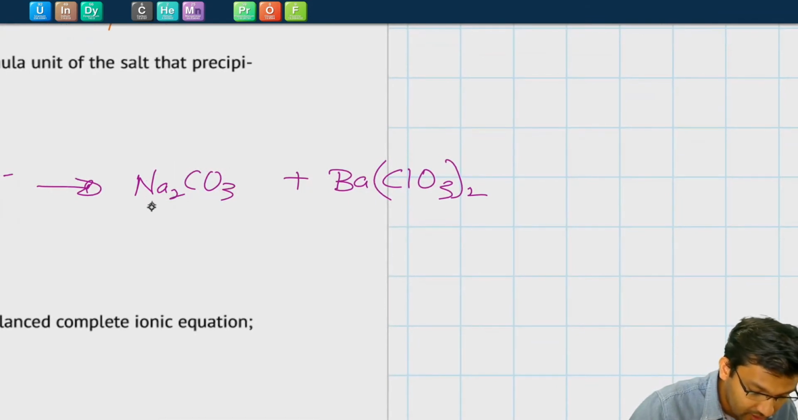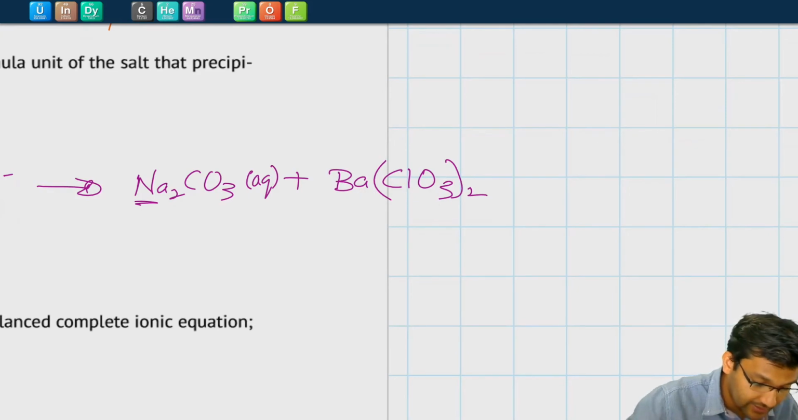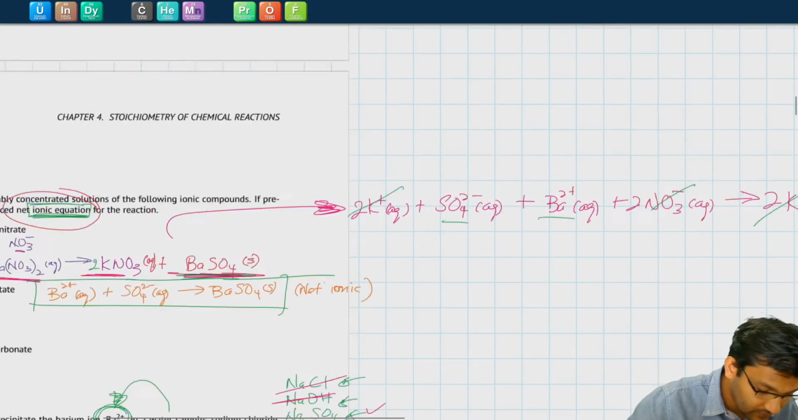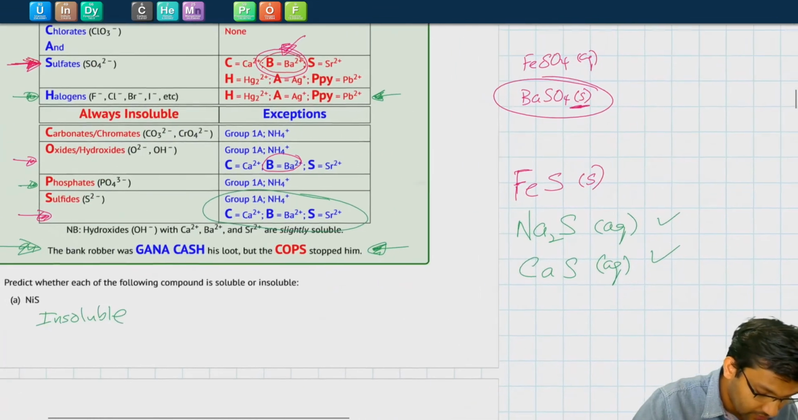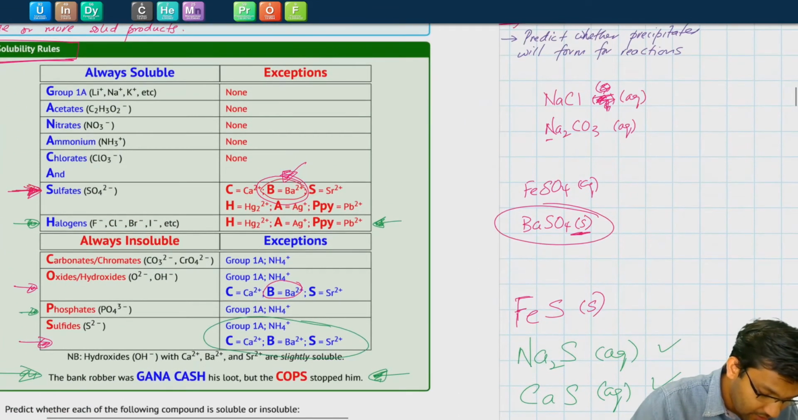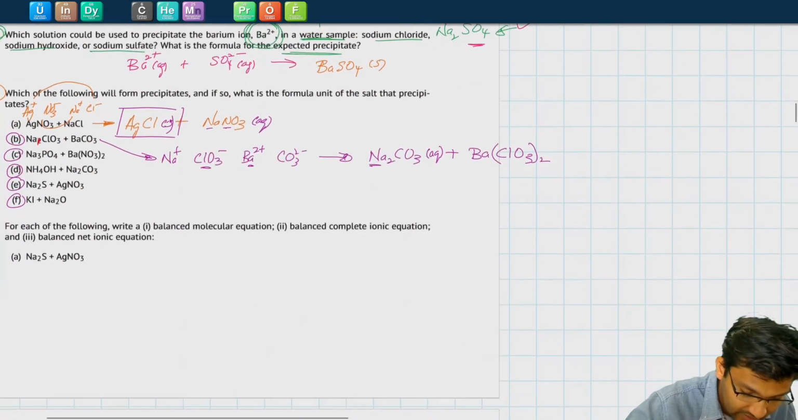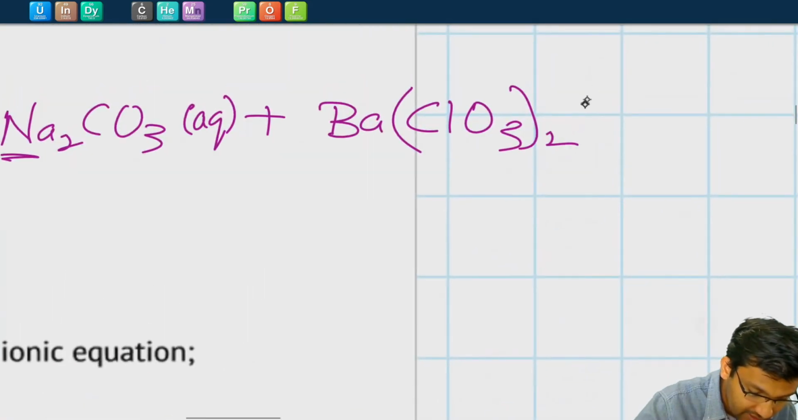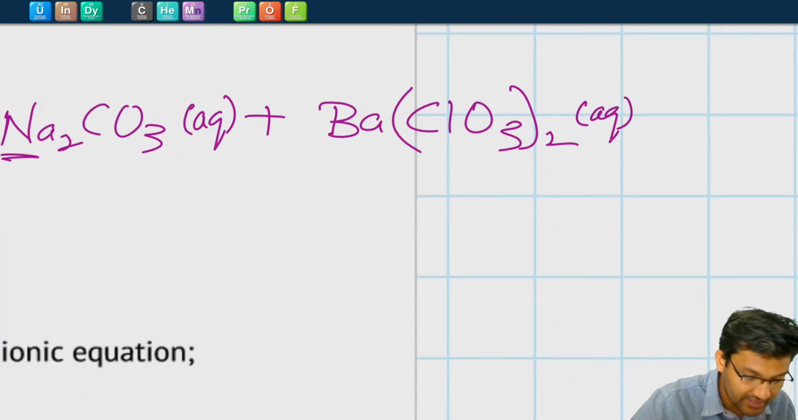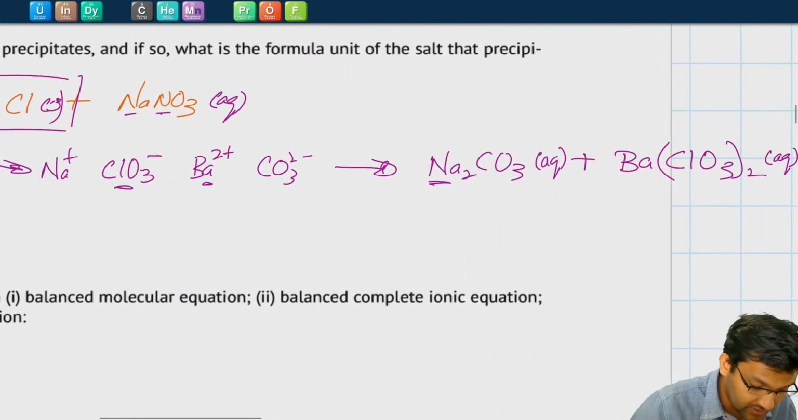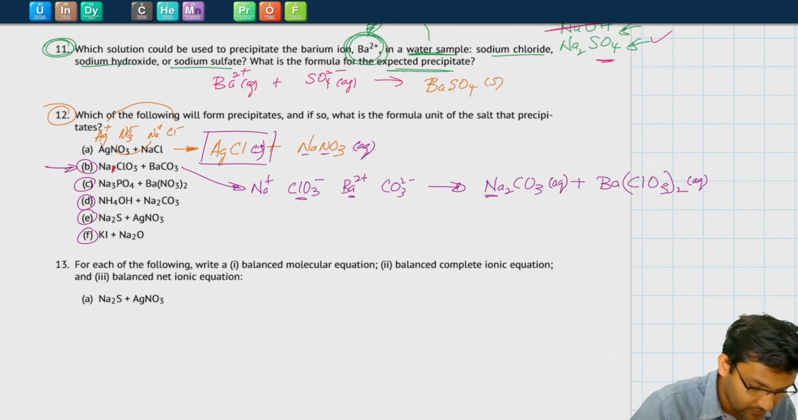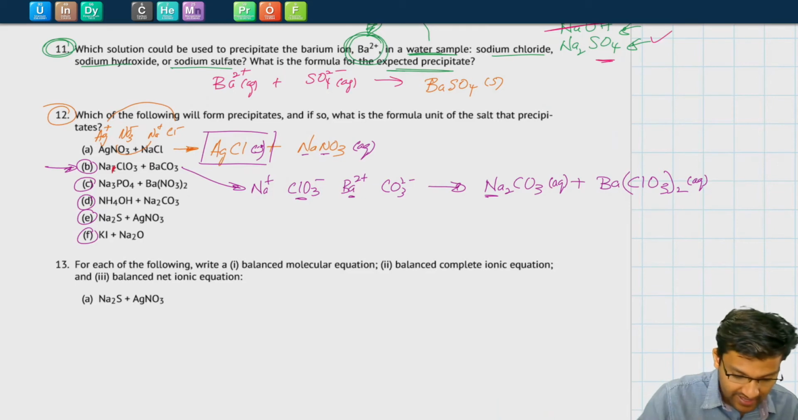If we look at our table, all sodium things are going to be soluble, so this is always aqueous. Barium chlorate, let's look at that now. Here we go. Chlorates are always going to be soluble. There's no exceptions. So it doesn't matter what it's paired with, chlorates are always going to be soluble. So in this one, that's aqueous. None of these are insoluble. There are no precipitates for B. All right, let me know how you go on with the others. And if you have questions, as always, please let me know.